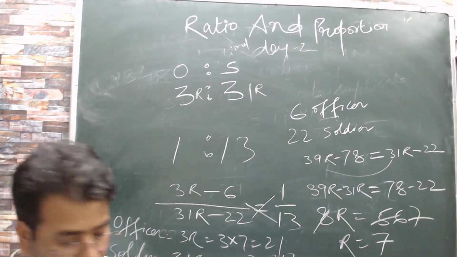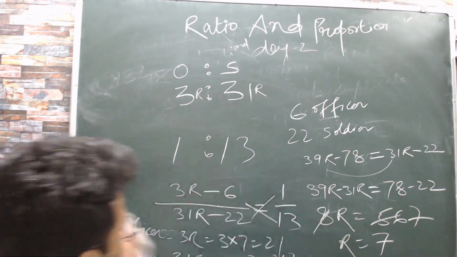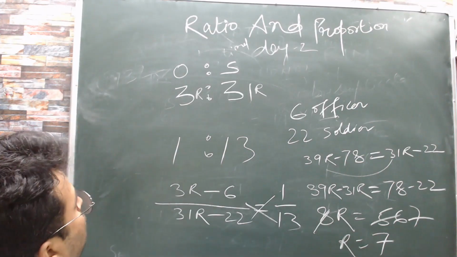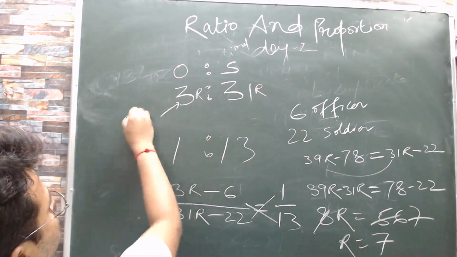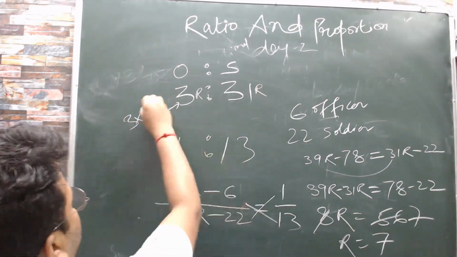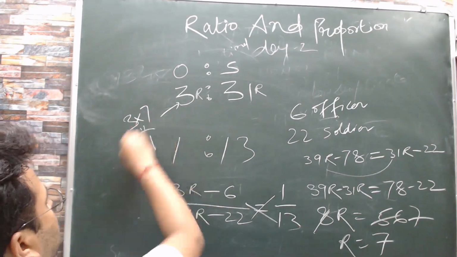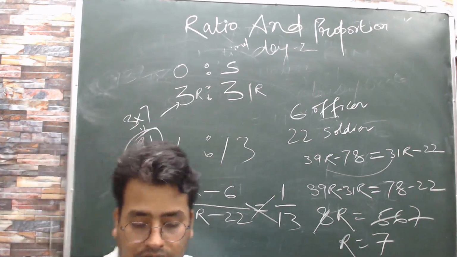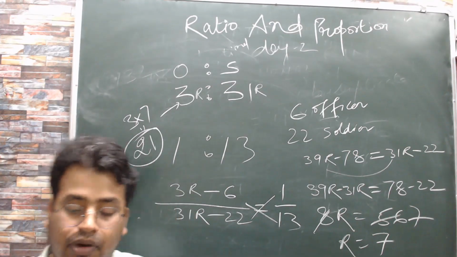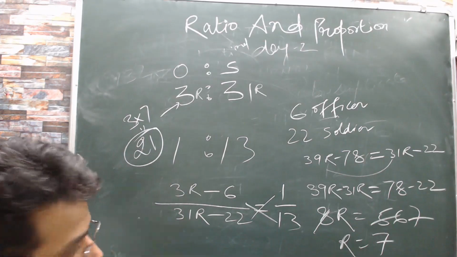Is it visible? No, it's not visible. Okay, I'm repeating it. Don't worry. So initially the officers is this one, so 3, and the value of R is 7. So if you multiply, you will get 21 original officers. Initially, before the battle, the number of officers was 21.